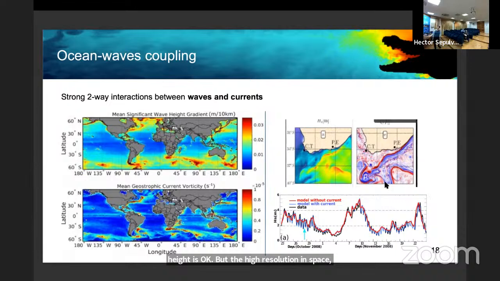And when you add currents in the model, so you take into account the effect of the current on the wave height, you can see that it is much better resolved compared to observation. So if you want to really resolve this kind of pattern associated to the refraction of the waves over currents, you need to have currents.